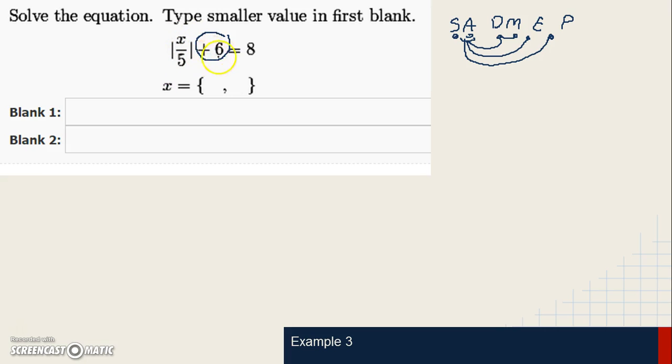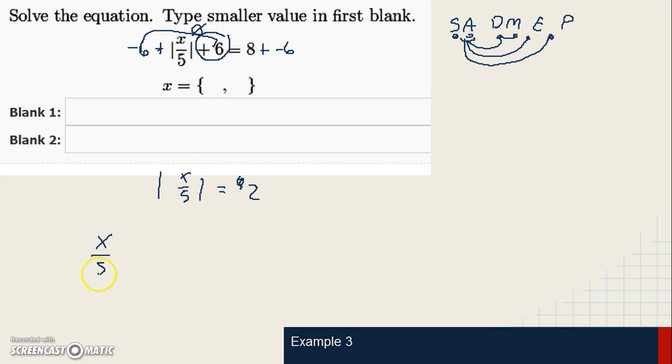Before parentheses, what we can do is eliminate addition, because if we work backwards, addition comes first. So if I want to eliminate this 6 that's being added, I know that I need to use inverse operations. The opposite of adding a 6, or the opposite of 6, is a negative 6. So if I add a negative 6 to both sides, it will eliminate this positive 6 right here. And I'll be left with the absolute value of x divided by 5 equals 8 plus a negative 6, which is 2. Okay, now I know that the numbers in here that will give me an absolute value of 2 are negative 2 and positive 2.